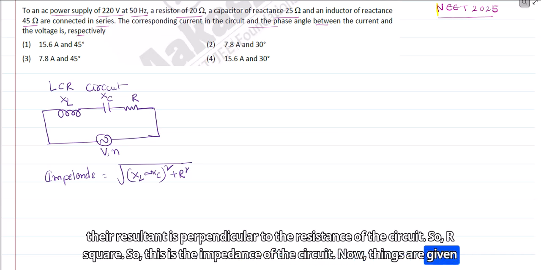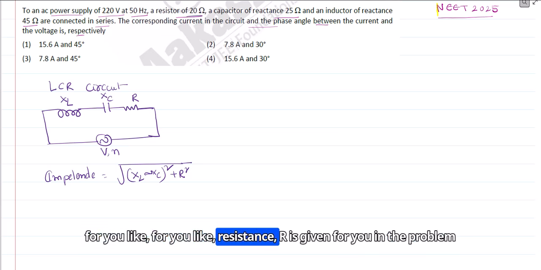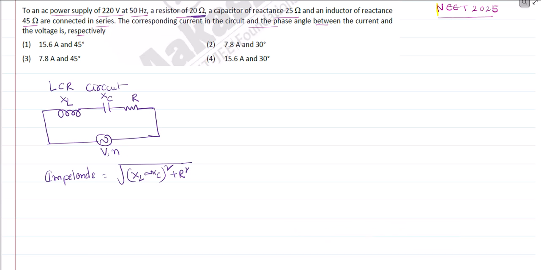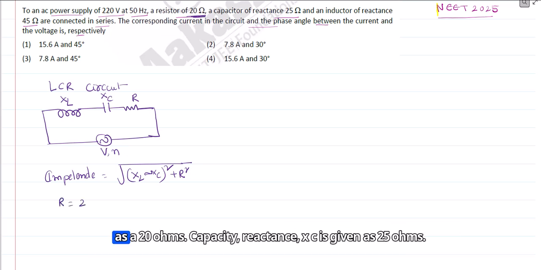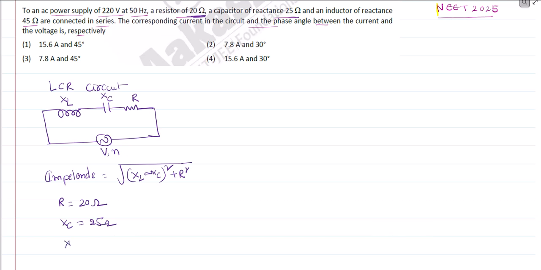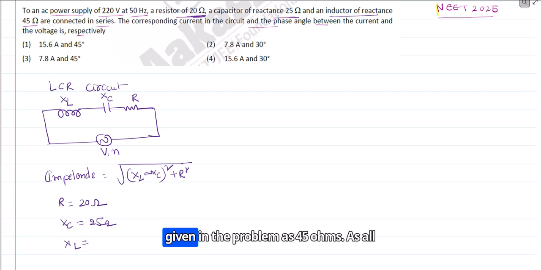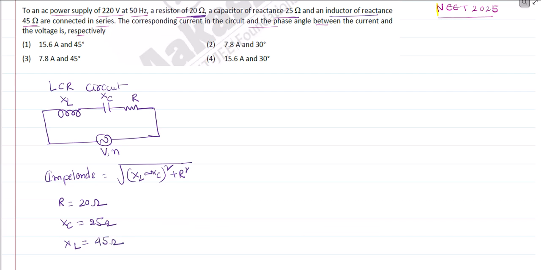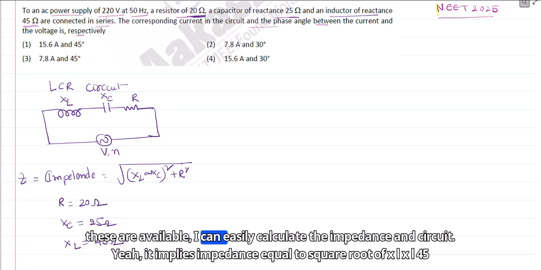Now things are given for you. Resistance R is given in the problem as 20 ohms. Capacitive reactance XC is given as 25 ohms. And inductive reactance is given in the problem as 45 ohms. As all these are available, I can easily calculate the impedance in the circuit.